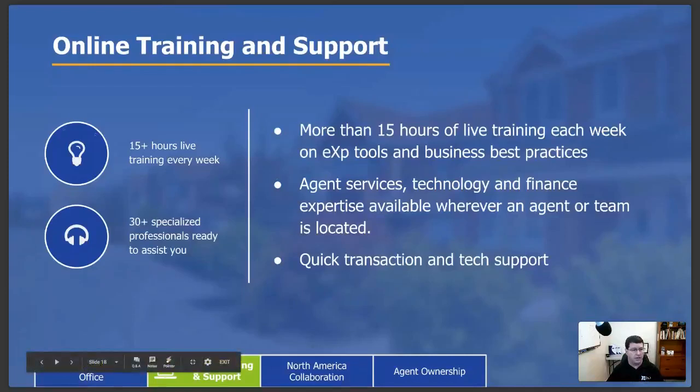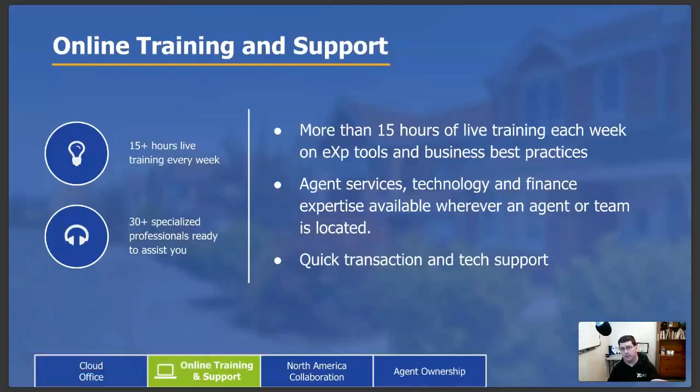So the 30 plus specialized professionals ready to assist you, that speaks to the departments that I was showing. Whether it's accounting, agent services, tech support, or any of the departments, all of the major departments are there and available online in the cloud. So let's see here. Yeah, I think we answered that one pretty well.